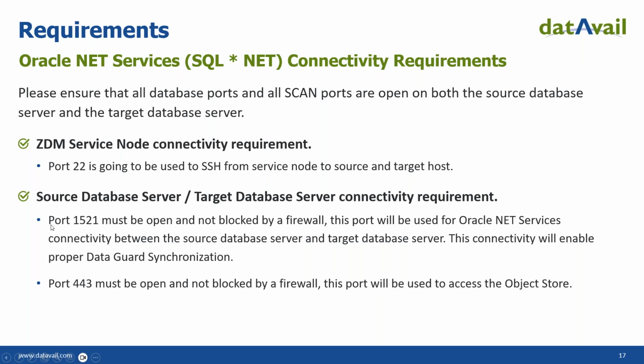And the connectivity between source and target databases is on port 1521, which is the default port it uses. So we need to make sure that this 1521 port is not blocked by a firewall, and test the connectivity for Data Guard synchronization. And then the last port that we need to make sure is open is 443. This port will be used for object storage. When you download from object storage, it's a website, and it uses port 443 to download anything that we bring over HTTPS. Most of the time they use this port.